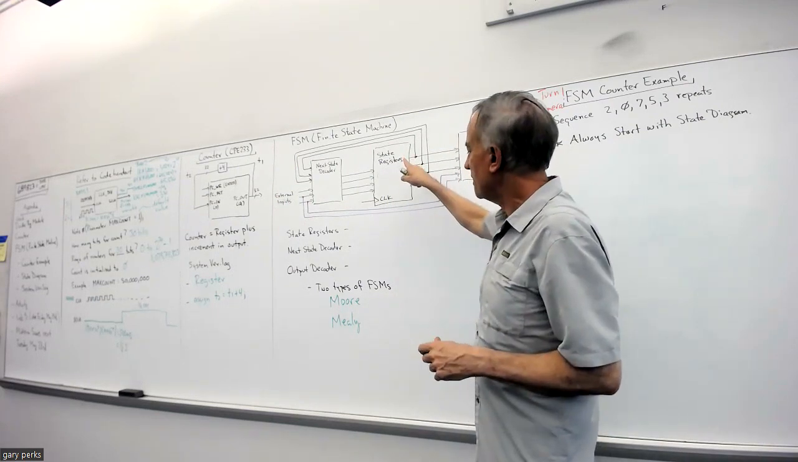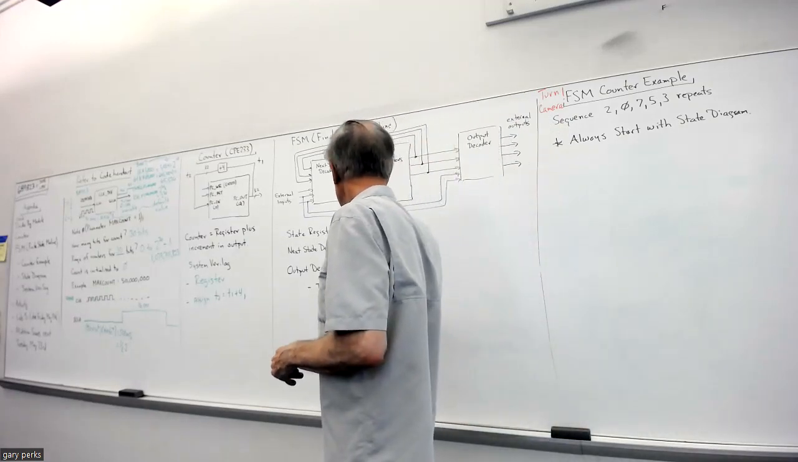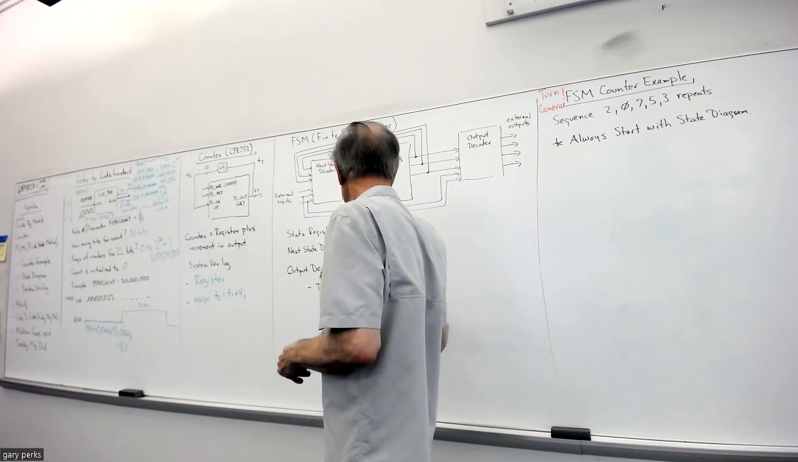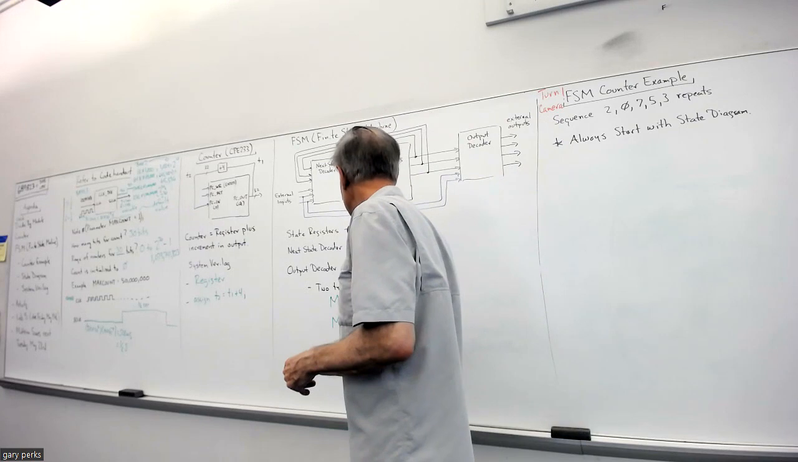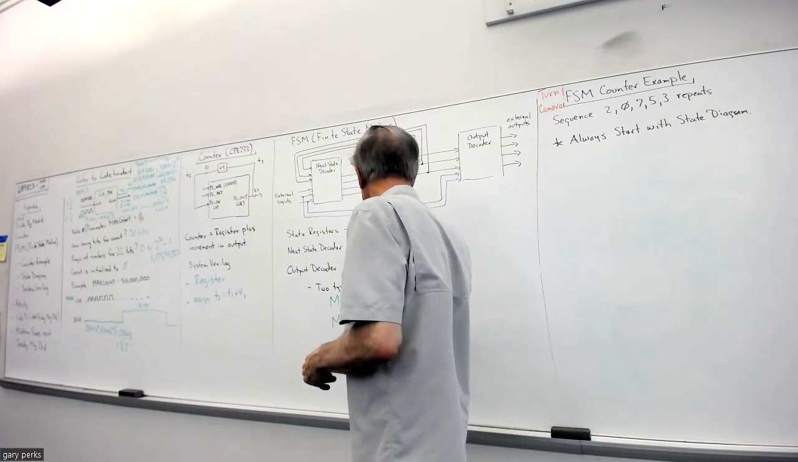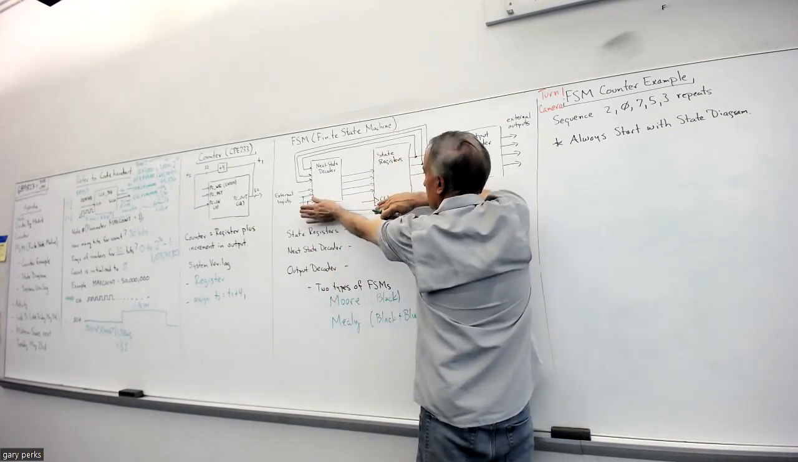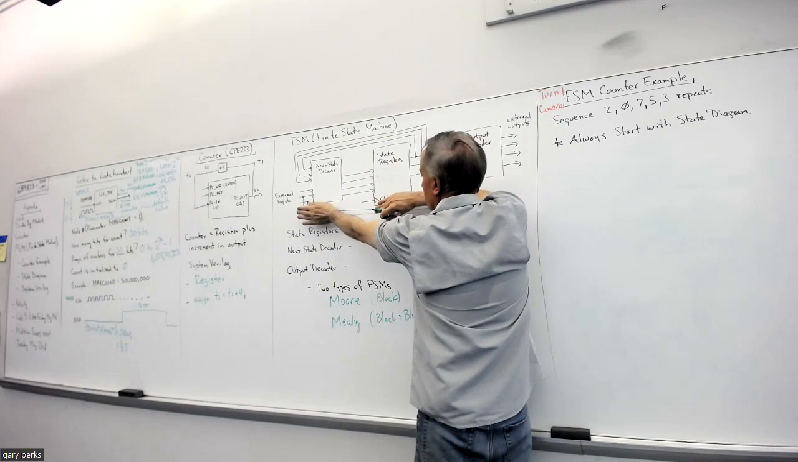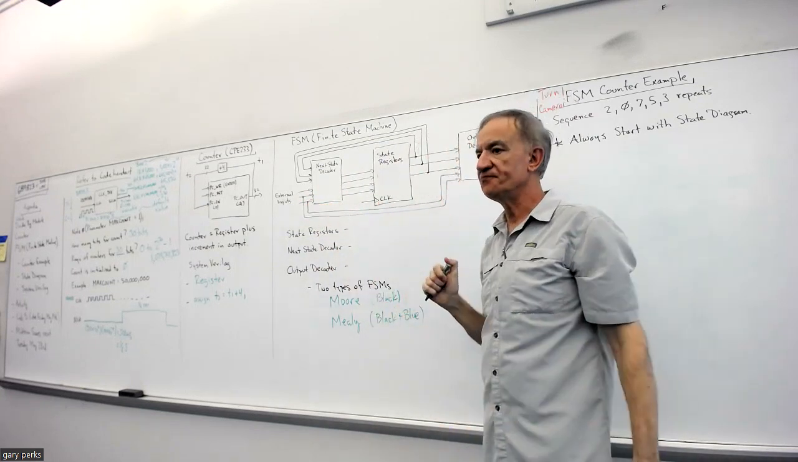But as far as the diagram goes, just what's in black is a Moore FSM. And if you have what's in black along with what's in blue, that's a Mealy. So a Moore would not have these blue lines. It would just be what you see in black. A Mealy would have what's in black and also what's in blue.